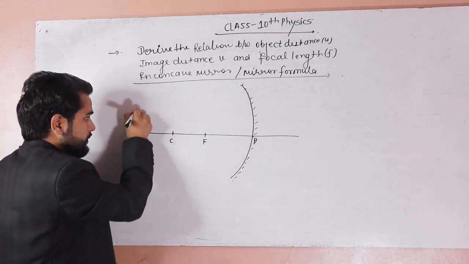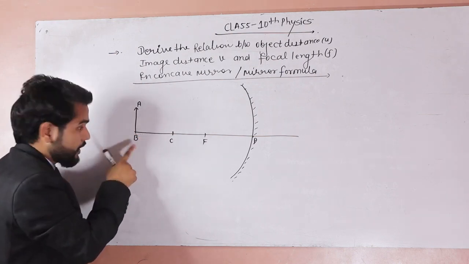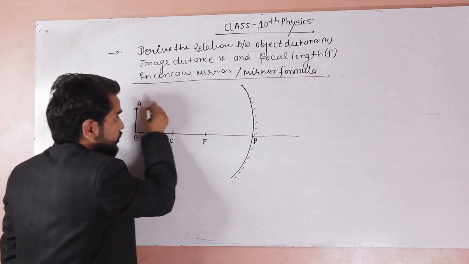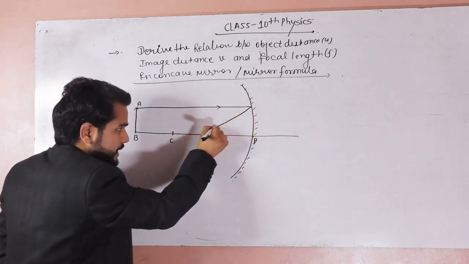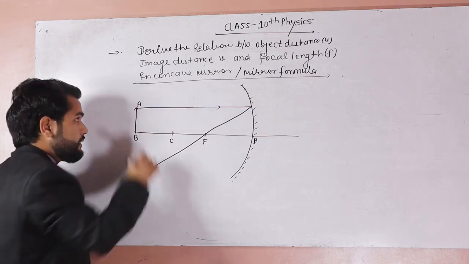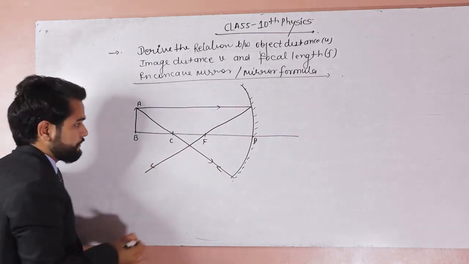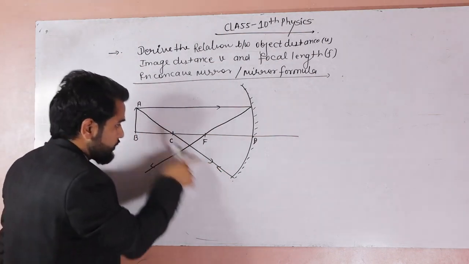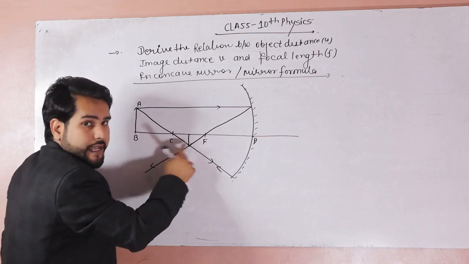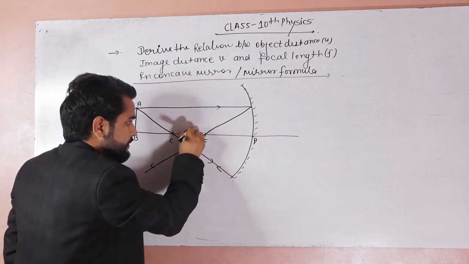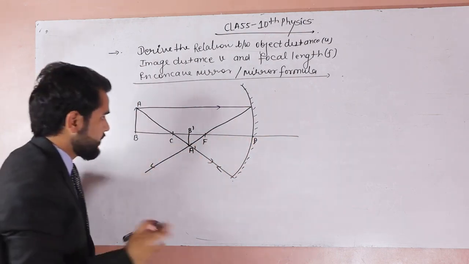So let us assume that the object AB is located beyond C. One ray is coming from this object parallel to the principal axis, and after reflection passes through the focus. Another ray passes through the center of curvature and comes back along its original path, because the angle of incidence i equals 0, so r equals 0 in that case. Now we can see the image formed between C and F, named A dash B dash. This is the object distance, image distance, focal length, and radius of curvature.